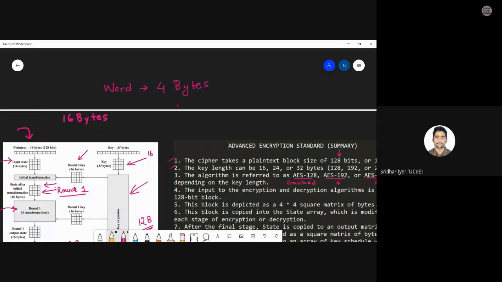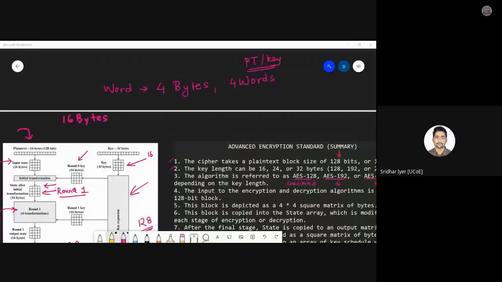So what about this matrix? What will be the size of this plain text matrix, or what will be the size of this key? It will be nothing but 4 words, yes or no? The plain text or the key will be of size 4 words if I'm not wrong. Don't get confused. Just check.